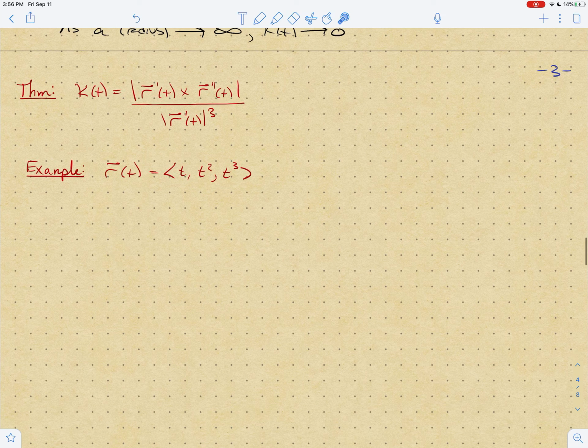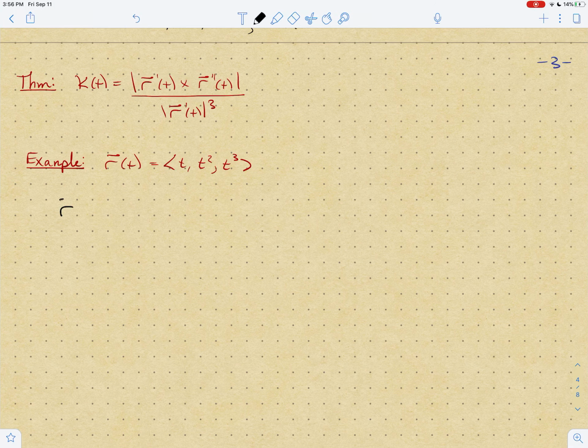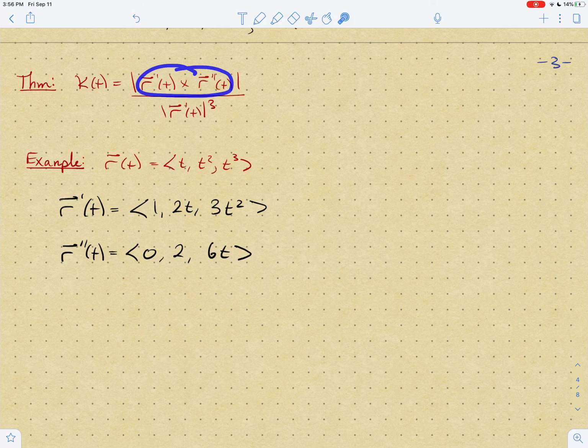So here we go. I'm going to compute r prime of t, and I get 1, 2t, and 3t squared. That's r prime. All right. Now I want to compute r double prime of t, and I'm going to get 0, 2, and 6t. Now I want to compute the cross product of those two. So I'm going to get r prime of t cross r double prime of t, and I'm going to be very careful when I do this.